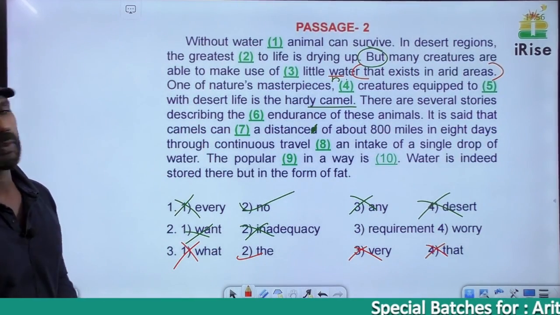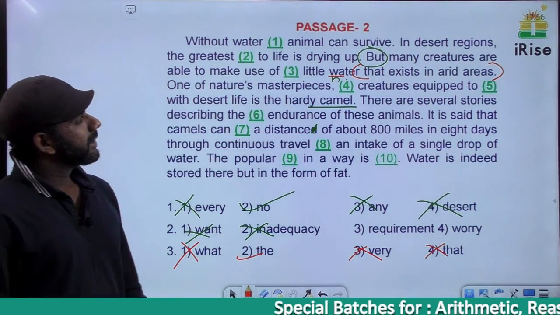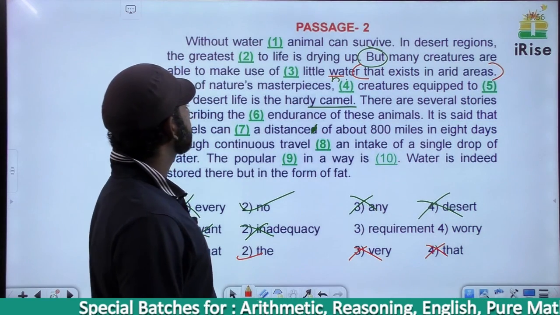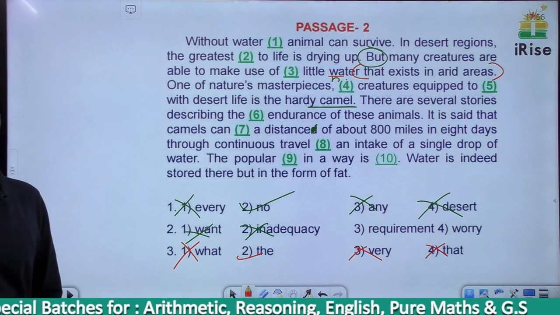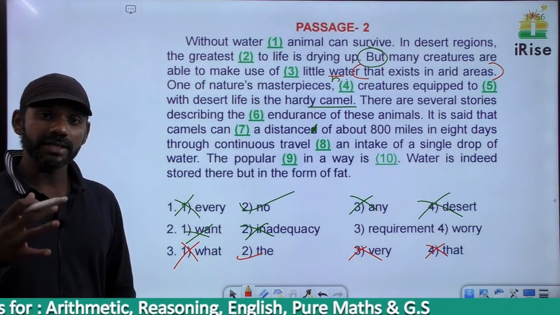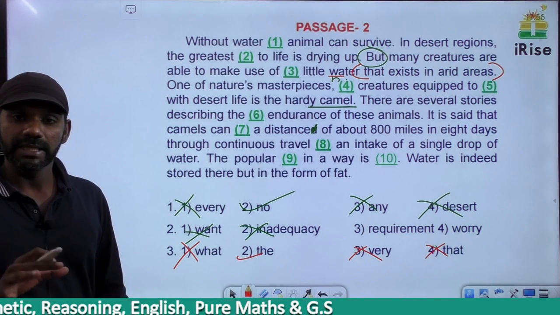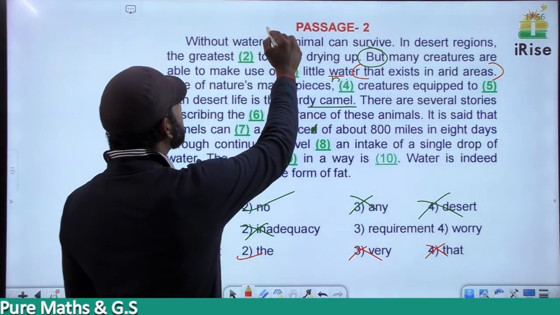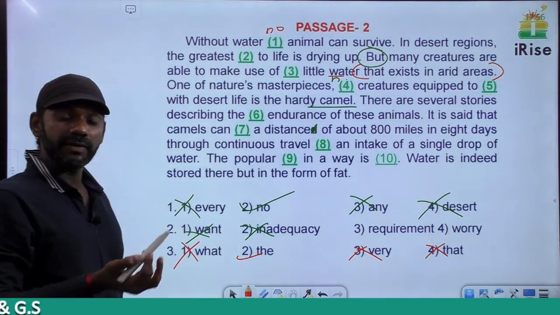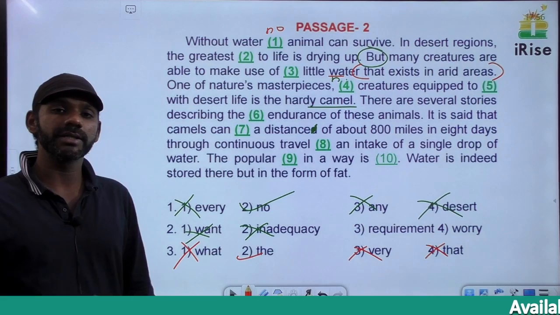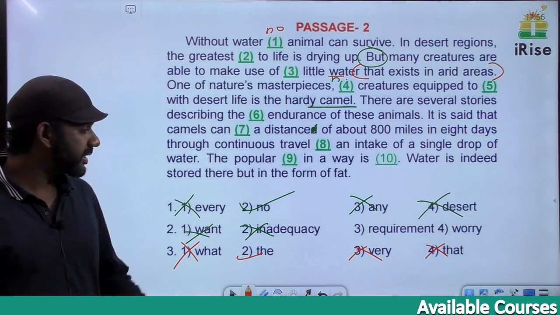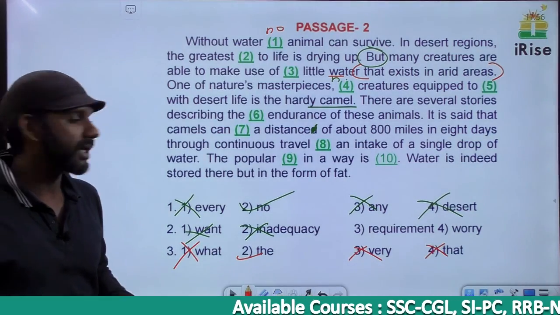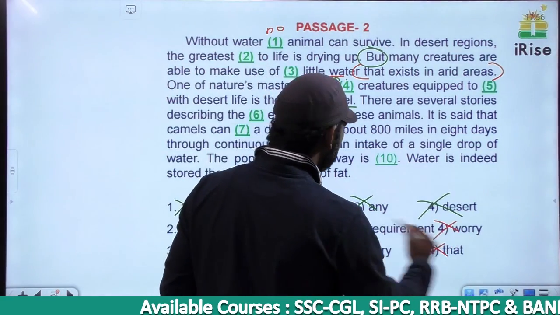Now come to blank 2. In desert regions, the greatest dash to life is drying up. What is drying up? Water is drying up. That means there's no water. And according to this context, without water, no animal can survive. That means every animal needs water to survive. So is water the greatest requirement to life or worry to life? Water is not the greatest worry to life. Water is the greatest requirement to life.